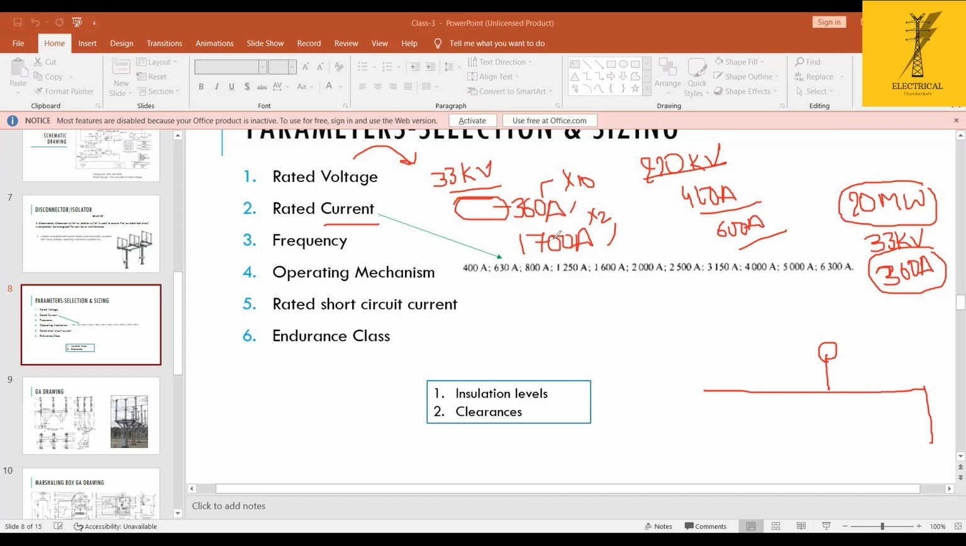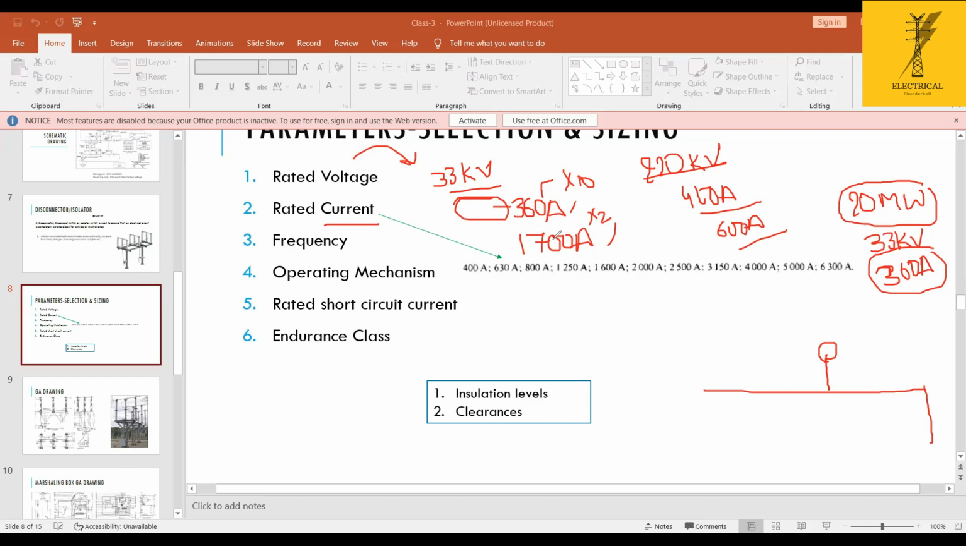So the manufacturers across the globe, as per the standards of IEC, make isolator ratings available only for a few current ratings. Here I mentioned those. This is the data retrieved from the IEC standard. So these are the current ratings available in the market for the isolator, starting from 400, then 630 amps, 800 amps, 1250 amps, 1600 amps, and so on up to 6300 amps.